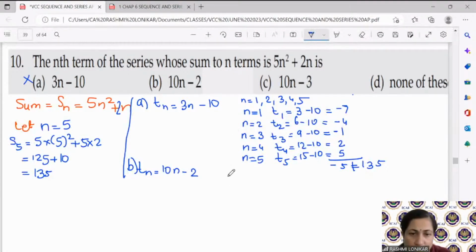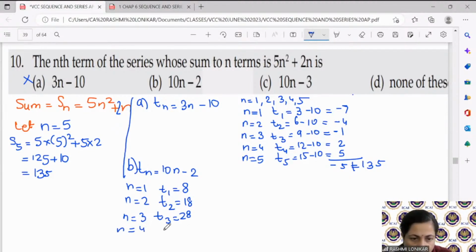So now again I do n is equal to 1. So what will be Tn? Tn will be equal to 10 minus 2. So T1 will be equal to 8. N is equal to 2. T2 will be equal to 20 minus 2, which is 18. N is equal to 3. T3 will be equal to 30 minus 2, 28. N is equal to 4. T4 is equal to 38 because 10 4s are 40, 40 minus 2 is this. N is equal to 5. 50 minus 2. T5 is equal to 48.